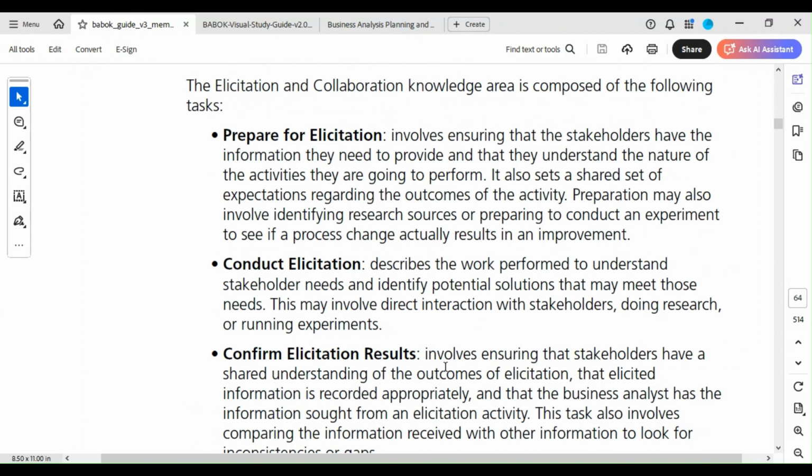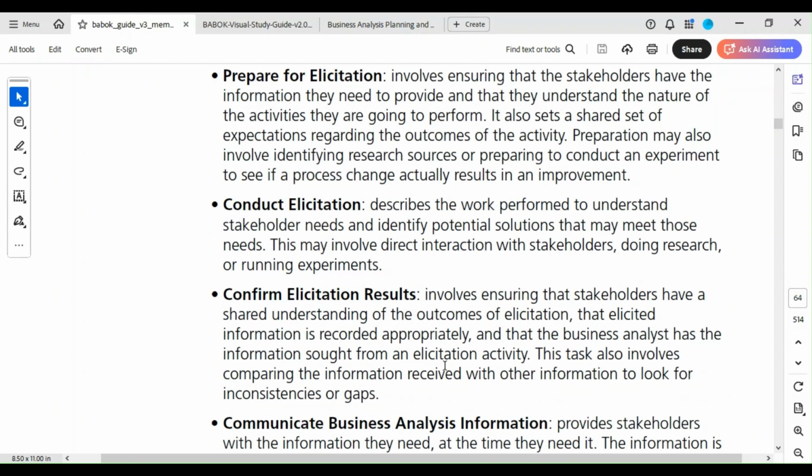So preparation may also involve identifying research sources or preparing to conduct an experiment to see if a process change actually results in an improvement. And yes, they tell you, oh, we don't really think that taking it this way will solve our problem. Or you would even come with your own recommendation or with your own requirement. But please allow your business area to lead.